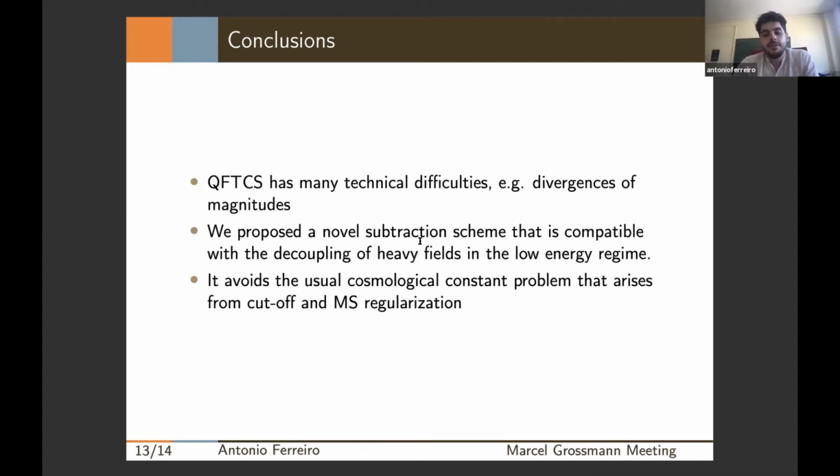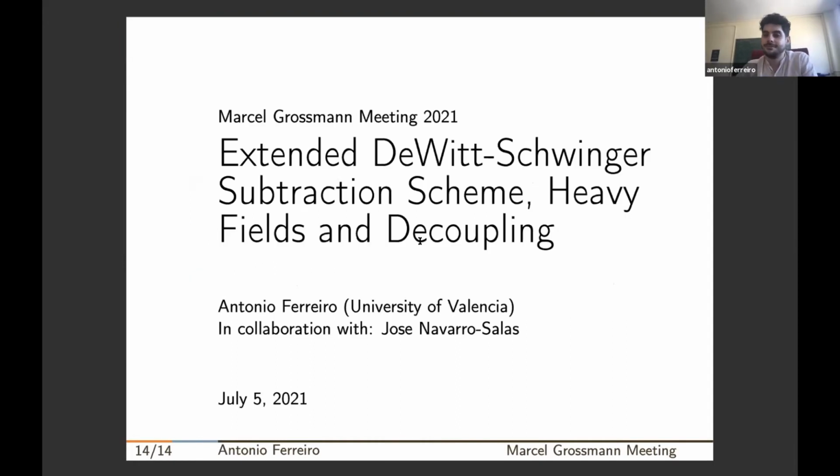And this non-decoupling is behind most of the problems of the cosmological constant problem. And so the thing is that you can construct an effective field theory approach by just switching to a regularization scheme that is compatible with decoupling, as is the extended DeWitt-Schwinger subtraction scheme. And that's all. Thank you.